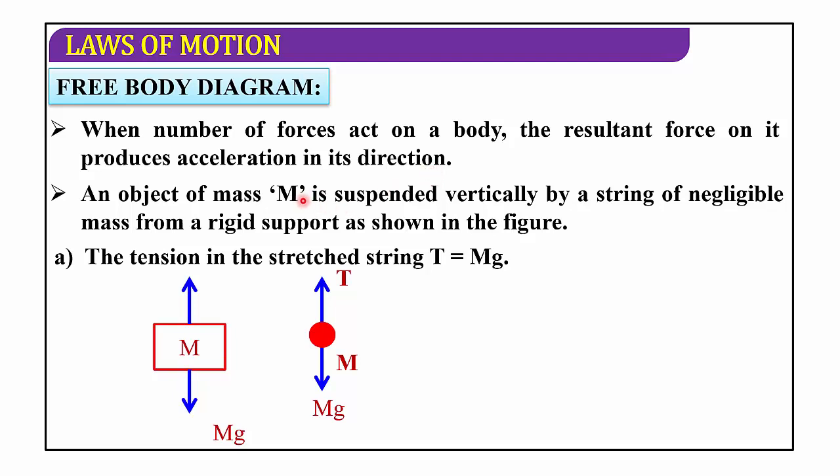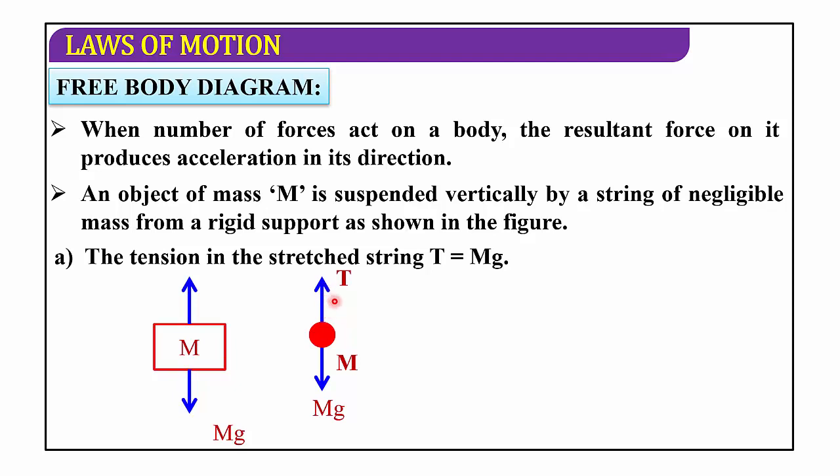An object of mass m is given. This object is suspended vertically by a string of negligible mass. Here you can observe this diagram. They have given a rigid body having mass m, and the object is suspended vertically with the help of a string, and that string has very negligible mass. Then how do we write the tension in the stretched string?